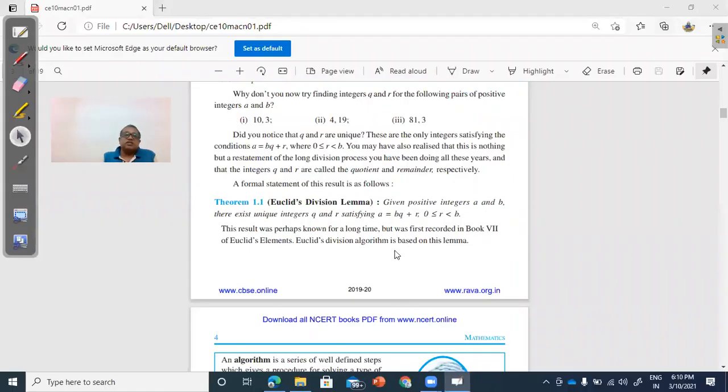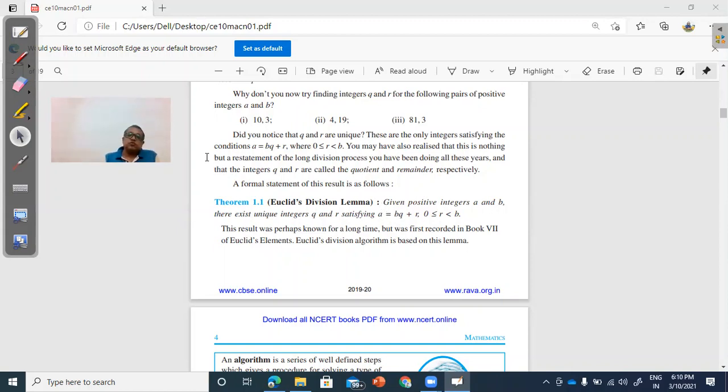So you need to understand this statement. This statement can be asked in the exam. What is Euclid division lemma? You will say, given two positive integers a and b, there exist unique integers q and r satisfying the relation a equal to bq plus r, where r is greater than or equal to 0 and less than b. So this is the very, very important statement given by Euclid.